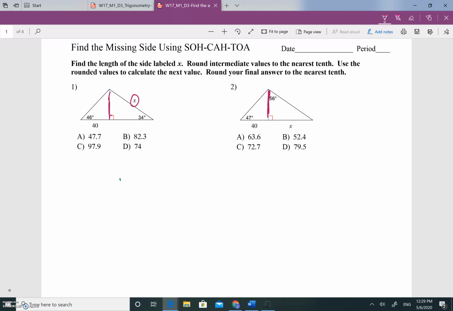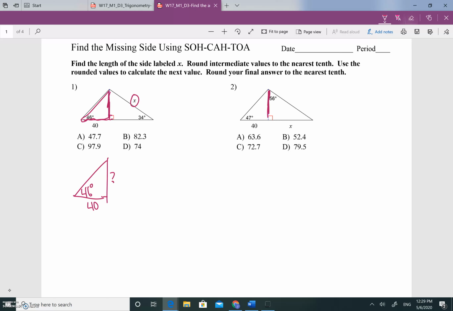So I have to use this triangle that I have here. This is the triangle that I have to focus on, so I'm going to draw it on the side. It's going to be something like this. This is going to be 40. This is the side that I'm looking for, so I'm just going to leave it as a question mark. And it's going to be 46 degrees.